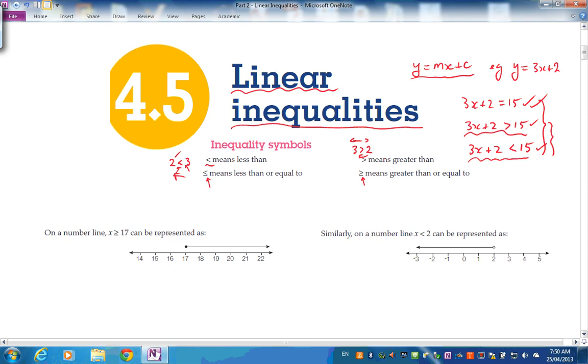Equal to or greater than. Let's use that symbol a bit on a number line to represent x is greater than or equal to 17. So go somewhere and make a mark for 17 and greater than or equal to.